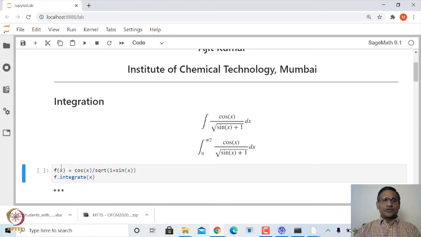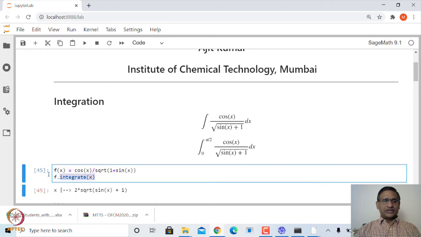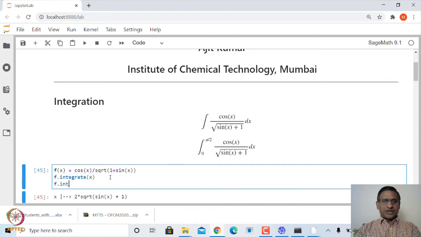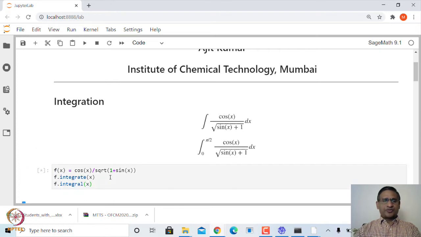First, you need to define the function. The function I am calling f(x) is equal to cos x upon square root 1 plus sin x, and to find its indefinite integral, you simply need to use f.integrate or f.integral with respect to the variable x. You could also use f.integral, that will also work with respect to x. So, both give you the same answer.